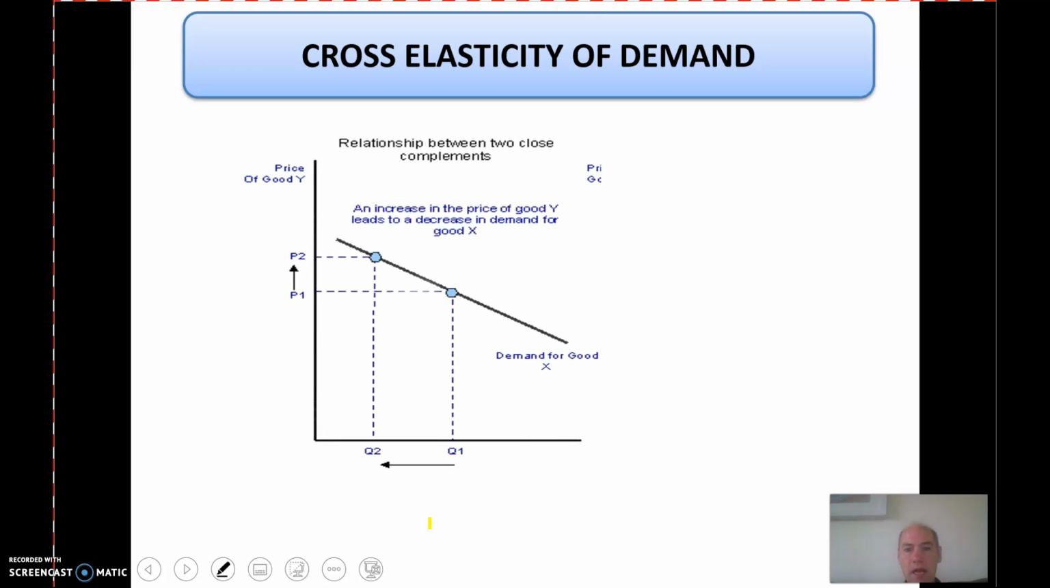Okay, in terms of complementary goods, this time we've got price of good Y on the vertical axis and demand for good X. What we should see is, so think of complementary goods, this is our DVD player and DVDs. When there's an increase in the price of DVD players, there will be a fall in demand for DVDs. Very importantly, we would expect to see that.